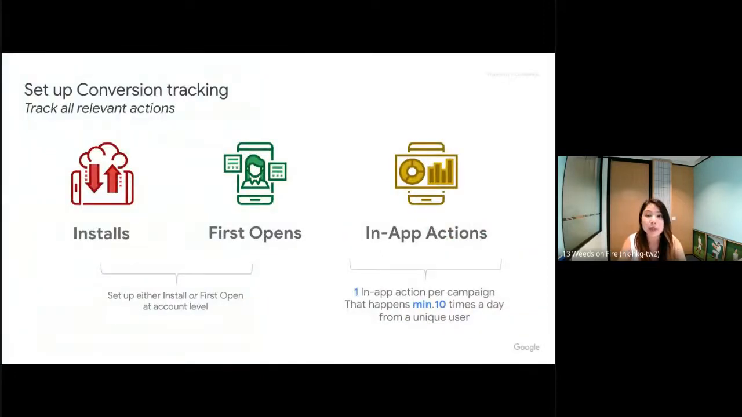And in general, we can bucket it up into these three specific goals. So the first one would be installs and first opens. So you can set up in your account level. And we also have in-app actions available. So you can track all these relevant actions within your app. So some of the advertisers here are probably e-commerce clients, and you guys probably want to track revenue. You guys can also do that. And basically, if you guys have set up those transaction values, you guys can also import it in your AAPs or Firebase, and then actually import to your Google Ads so that you can bid accordingly.